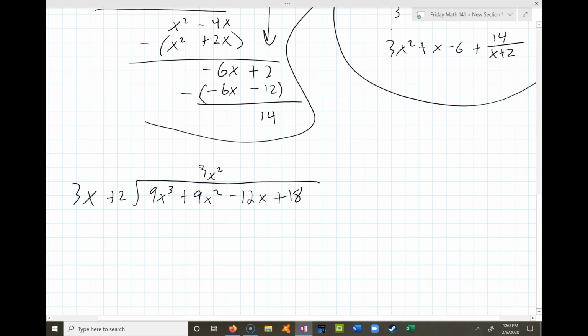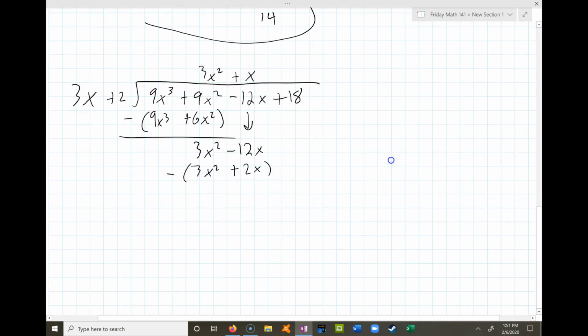3x squared times 3x is 9x cubed. 3x squared times 2 would be positive 6x squared. Then I subtract. 9x cubed minus 9x cubed is 0. 9x squared minus 6x squared is 3x squared. Bring the negative 12x down. I'm going to ask myself again, what times 3x equals 3x squared? And that would have to be plus x.